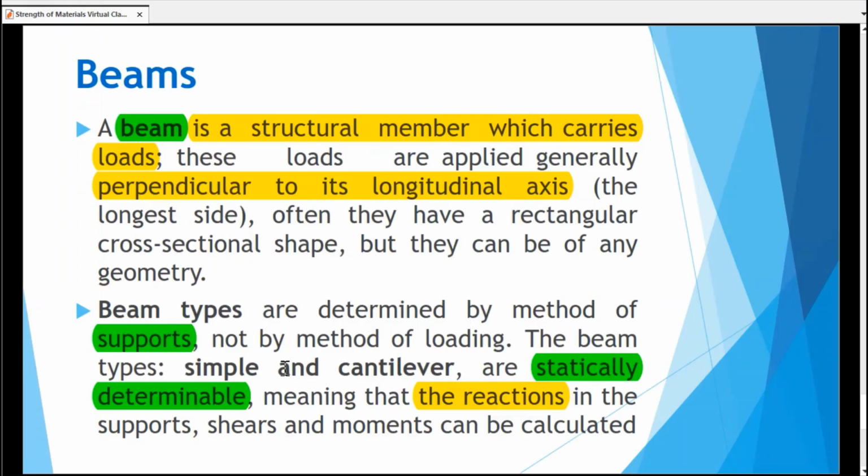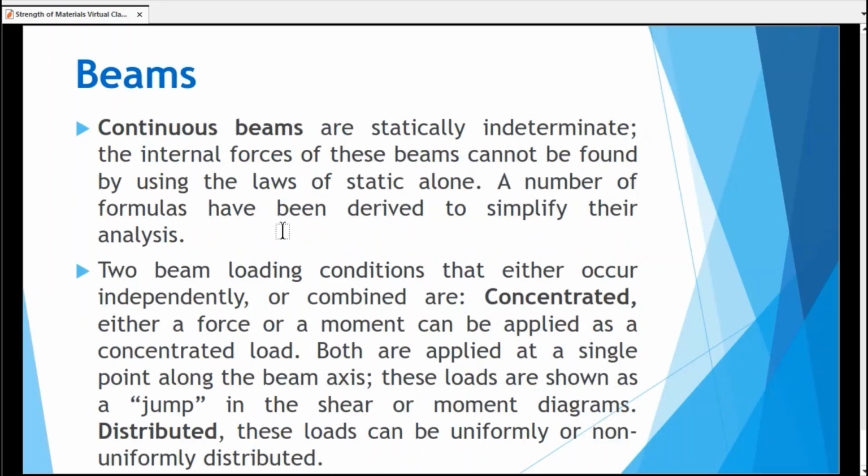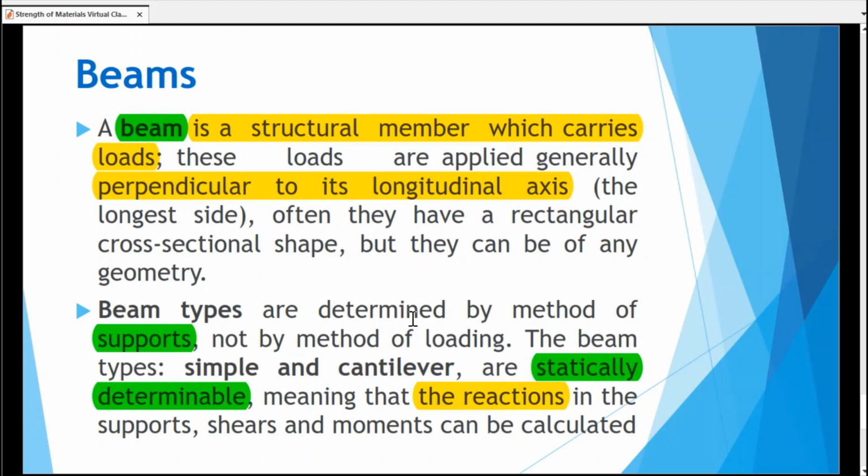So look, simple and cantilever, they are statically determinable, meaning that the reactions in the supports, shears, and moments can be calculated using the analysis of Newton's laws of motion or using the torques, as I told you before. Let's continue.